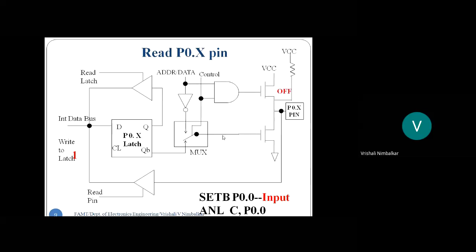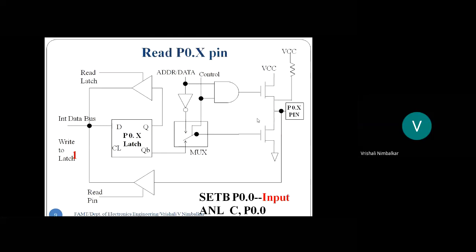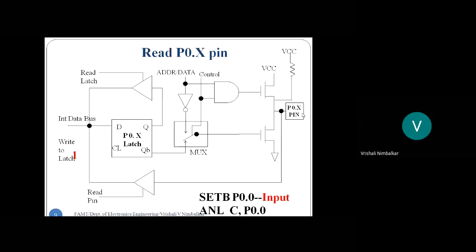The earlier operation was writing logic, meaning the microcontroller is sending data out. Now we will see the microcontroller taking data in. Whatever you connect to the pin, either VCC or ground, that logic is taken in. Only then can the pin data be read correctly, right? Hope you all are there.